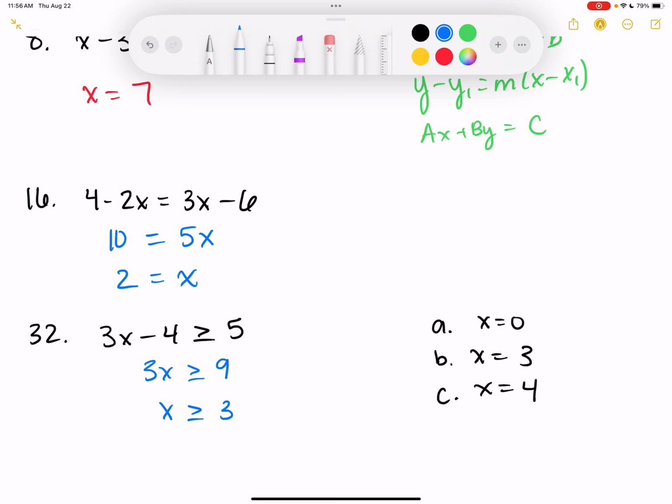So, which answer options work? B and C. Yep, B and C both work.